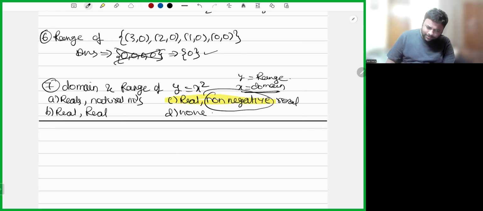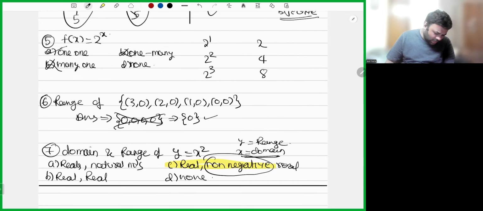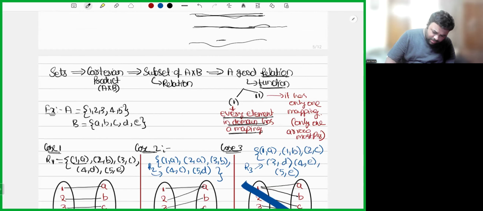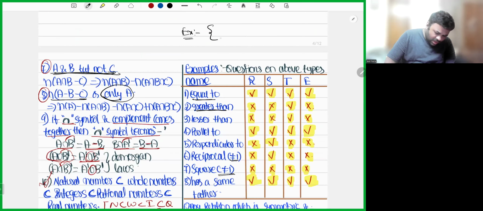Now, one question is there. It belongs to relations. Just tell me what type of relation it is. I'm having an example like this: x plus y is equals to 2x. What do you think? What type of relation it is? Reflexive, symmetric, transitive, and equivalence.